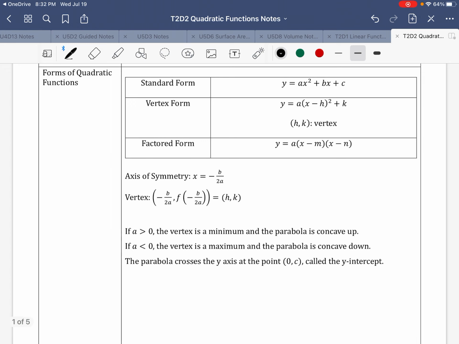Now we have multiple forms of quadratic functions. So here you'll see our standard form, y equals ax squared plus bx plus c, where c is our y-intercept. Vertex form is y equals a times the quantity x minus h squared plus k, where again our h and our k represents the vertex. And then we also have a factored form, y equals a times the quantity x minus m times the quantity x minus n, and m and n are going to be our x-intercepts.